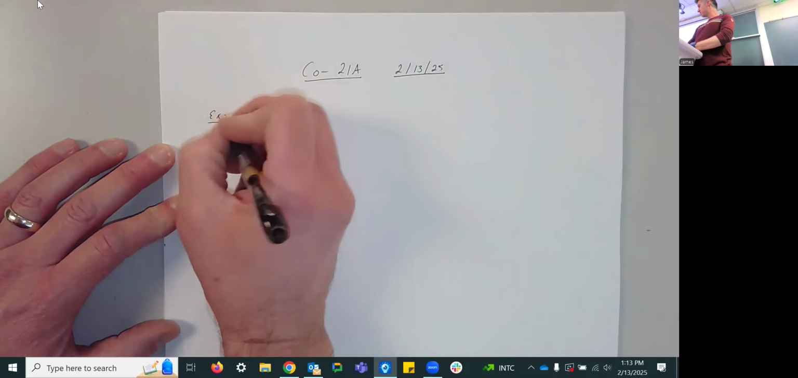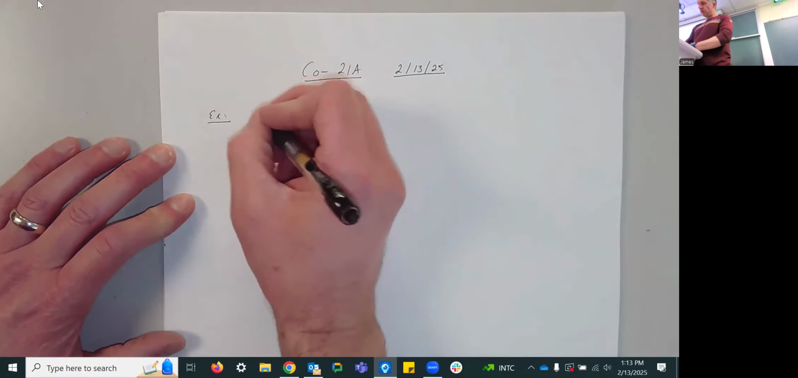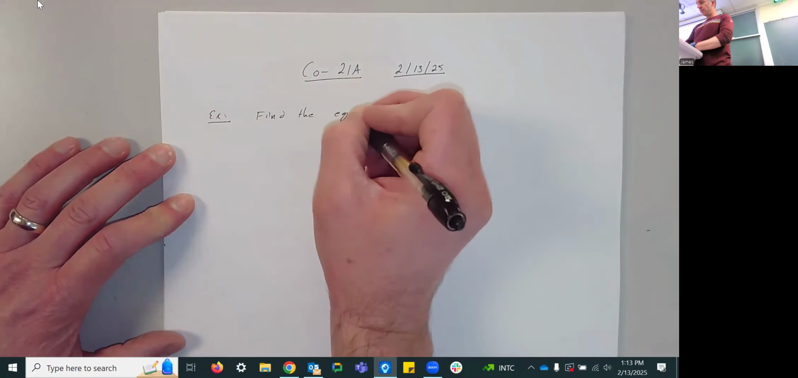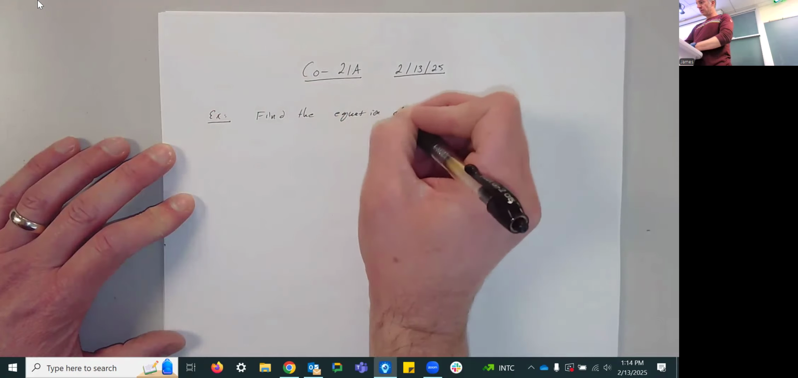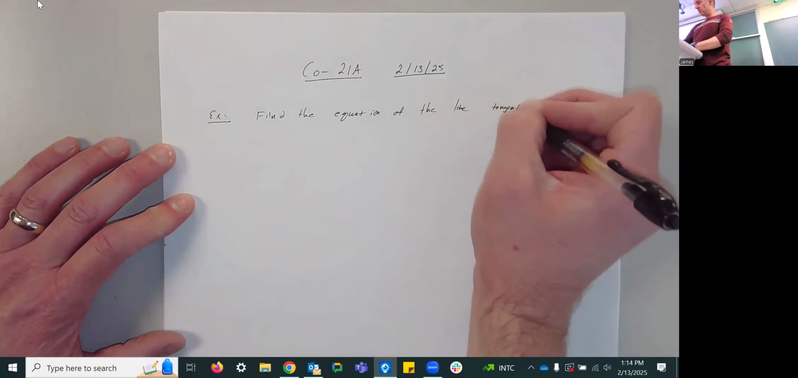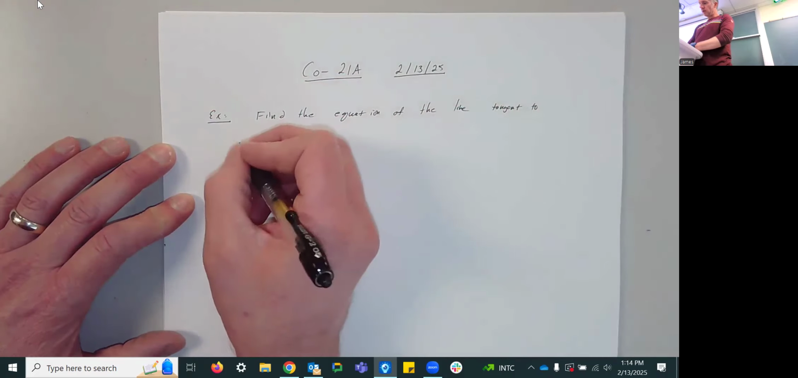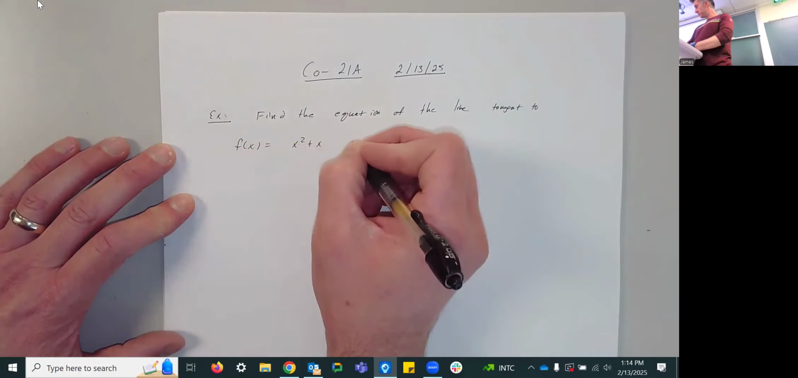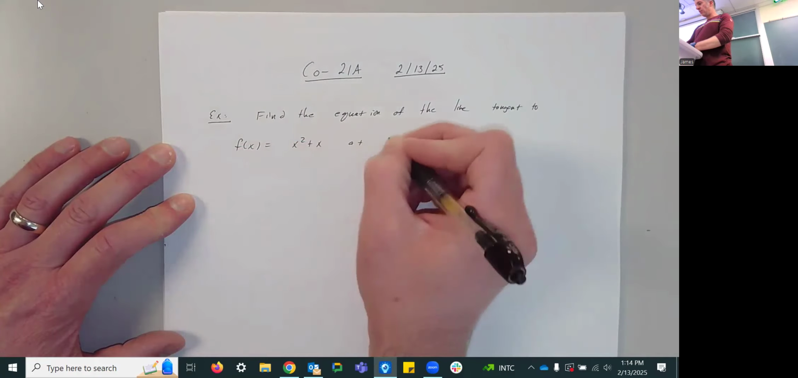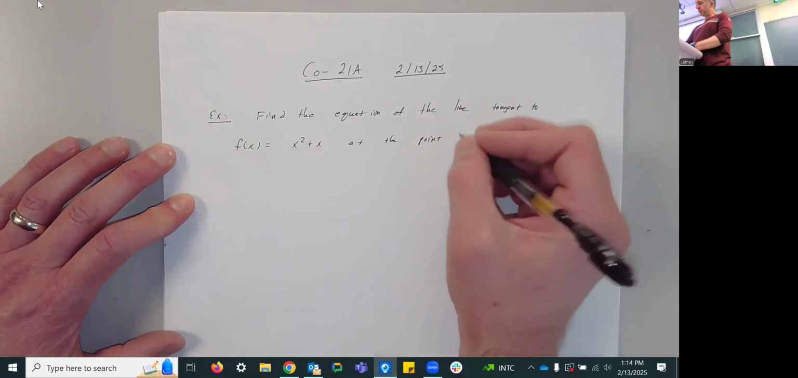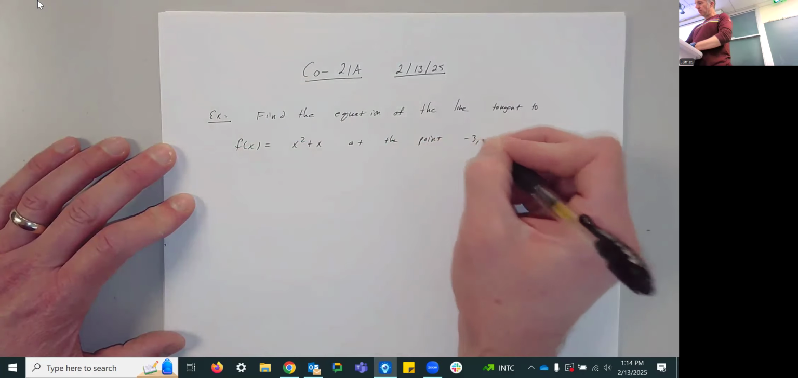So let's start with this. We're going to find the equation of the line tangent to f of x equal to x squared plus x at the point -3 comma 6.